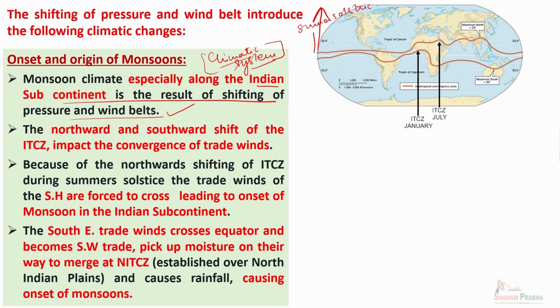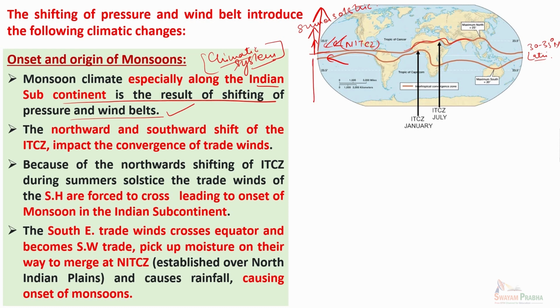So along with all the pressure belts, the ITCZ, where the northeast trade winds and southeast trade winds converge, also tends to shift northward and becomes the North Intertropical Convergence Zone, and it establishes itself somewhere around 30 to 35 degrees north latitude in the northern hemisphere.